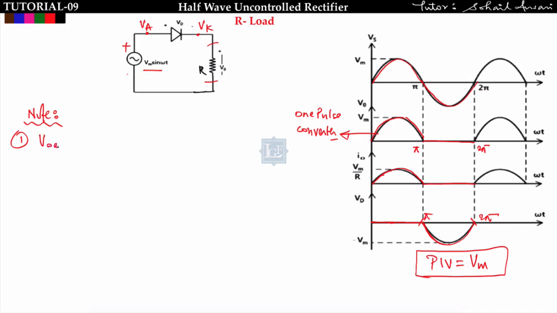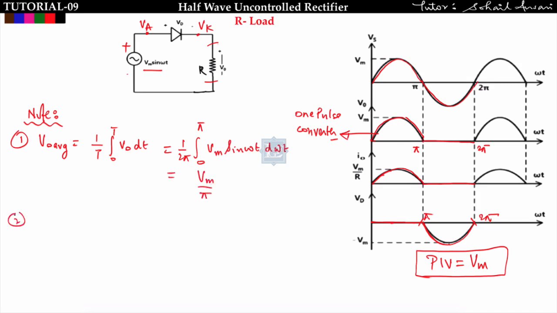The average output voltage will be equal to 1 upon T, integral 0 to T of V0 dt. What is the time period of this waveform? The time period will be 2 pi. And for how long are we getting output voltage? From 0 to pi only. From pi to 2 pi we are not getting output voltage. So 0 to pi, and it is equal to Vm sin omega t, d omega t. Finding the average output voltage, you will get Vm upon pi.